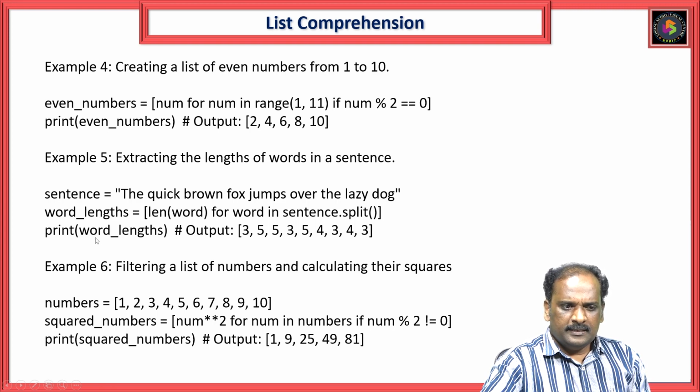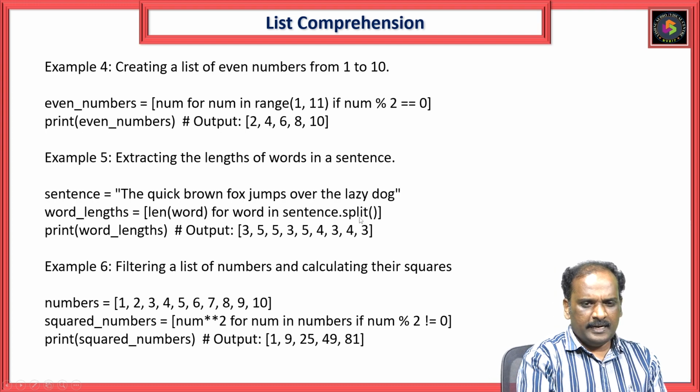So when I print this word length, you can observe that 3 refers to the size of "the", 5 refers to the size of "quick", 5 refers to the size of "brown", 3 refers to the size of "fox", 5 refers to the size of "jumps", 4 refers to the size of "over", 3 refers to the size of "the", 4 refers to the size of "lazy", and 3 refers to the size of "dog". So this is how we can create a new list which will contain the length of the strings in a given sentence. This we shall see by using an example.